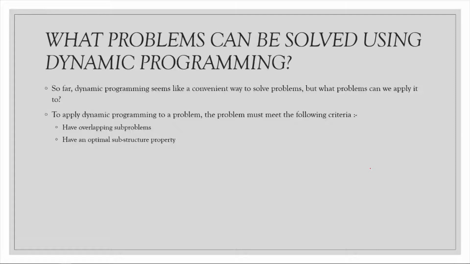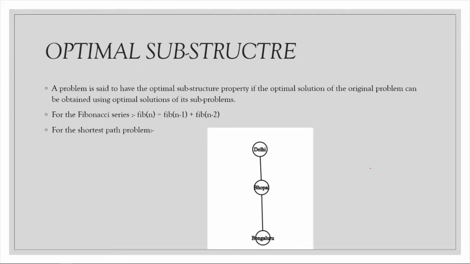This may sound familiar because we discussed this in the first slide. Since we have already discussed the overlapping subproblems using the recursive tree, let us look at the optimal substructure property. A problem is said to have the optimal substructure property if the optimal solution of the original problem can be obtained using optimal solution of its subproblems. Let us look at the familiar Fibonacci series, where fib of n is equal to fib of n minus 1 plus fib of n minus 2.